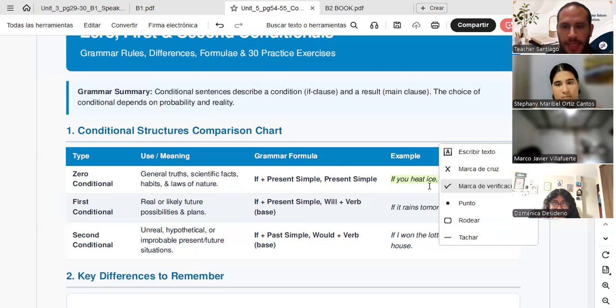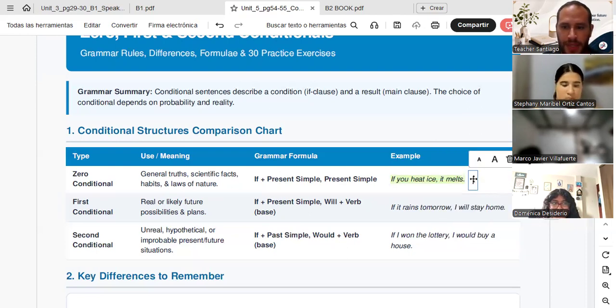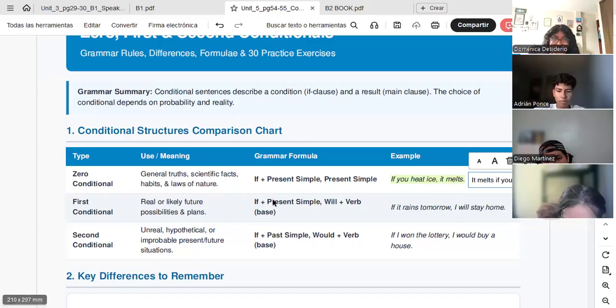So, if he dies, it smells. Or you can say, it smells if he dies. In this case, you don't use a comma. Si lo hacen así, si comienzan con la main clause, no utilizan coma. Si empiezan con la if clause, tienen que utilizar coma. ¿Listo? Dependiendo de cómo comience. The most common one is starting with the if clause. Lo más común es comenzar con la condicional, ¿cierto? Pero, dado el caso que comiencen con la main clause, ahí no utilizarían coma. ¿Listo? So, let's come back to the book and check this.